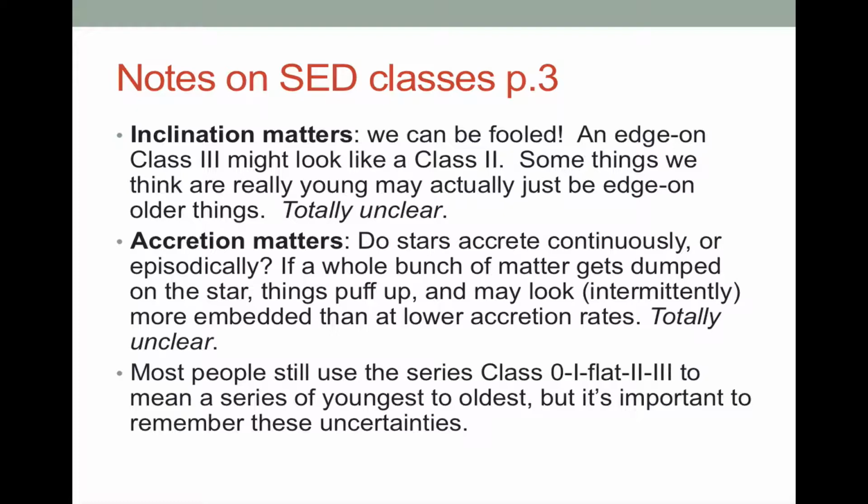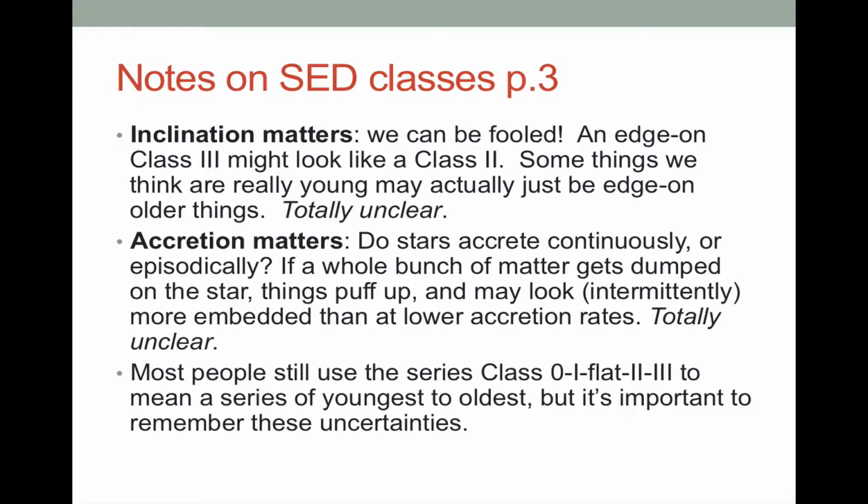The accretion rate matters. So stars may be accreting little bits of matter continuously, or it might be accreting a whole bunch at once. It could be that the magnetic field creates basically a trap for matter moving through the disk, and it holds it like a dam until it gets enough matter, and then it catastrophically dumps a whole bunch of stuff on the star.